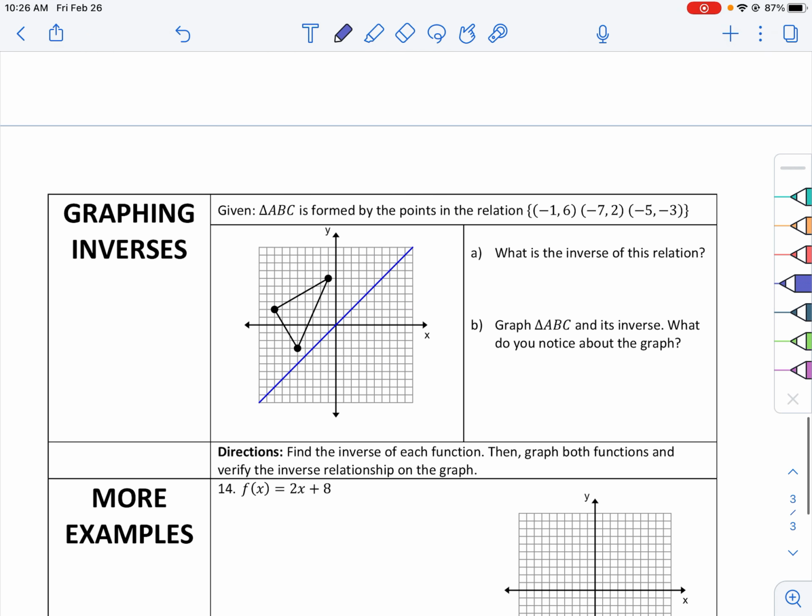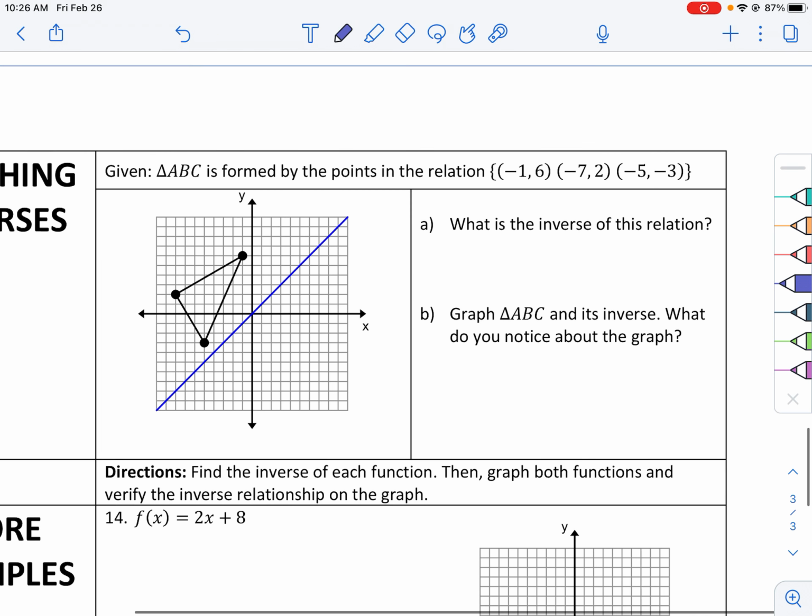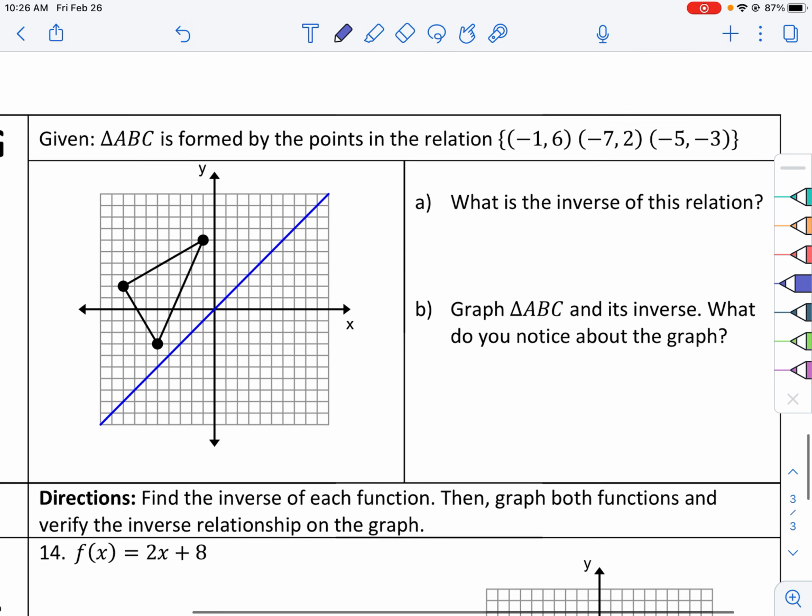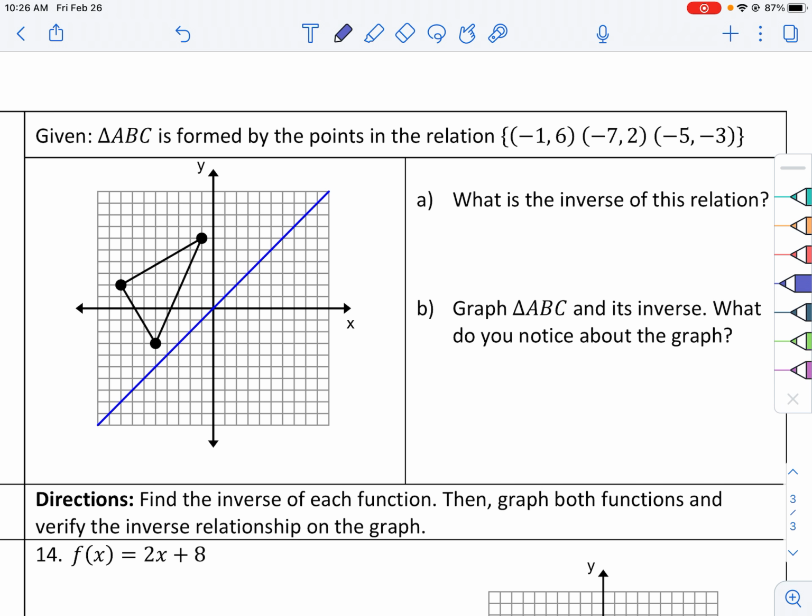Moving on to the last page, talking about graphing our inverses. So, given triangle ABC is formed by the points in this relation, (-1, 6), (-7, 2), and (-5, -3). What is the inverse of this relation? So remember, for the inverse, just swap the x's and the y's. So (6, -1) is that first point. And then let's graph it.